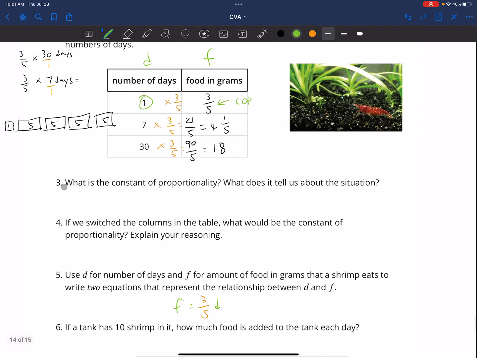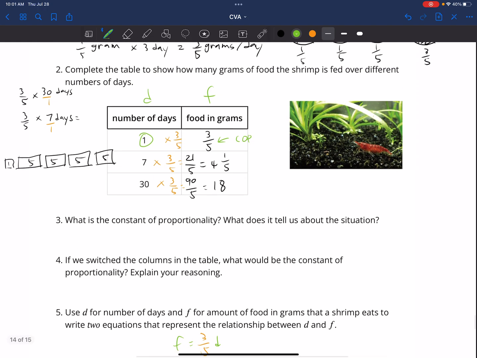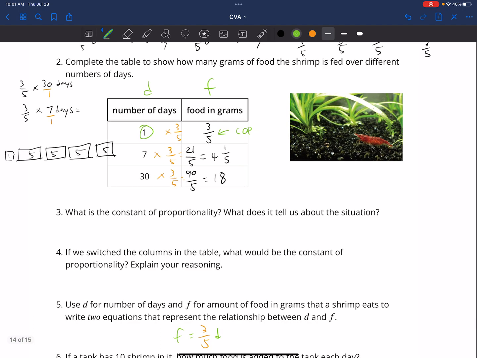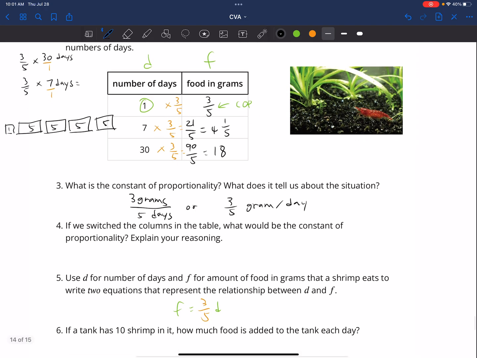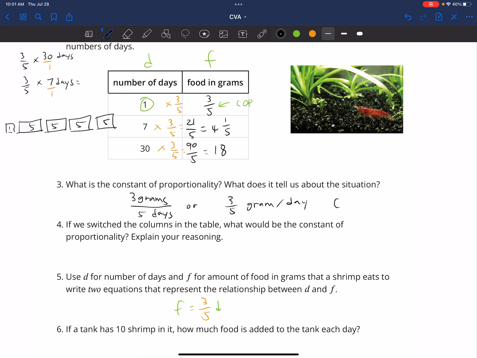Okay. So what is a constant of proportionality? What does it tell us about the situation? So the constant of proportionality is 3 grams over 5 days, or 3/5 of a gram per day. Okay. How much the shrimp gets fed.